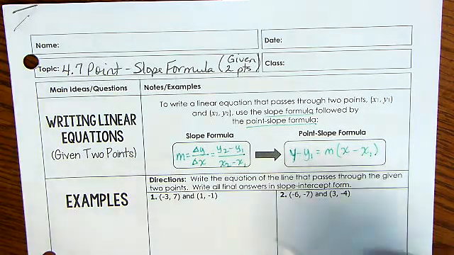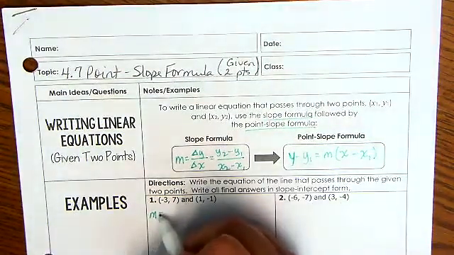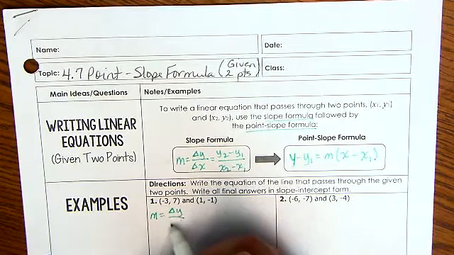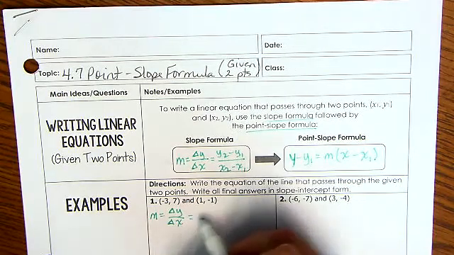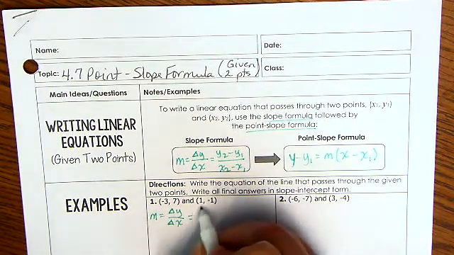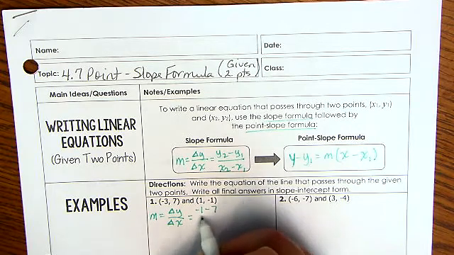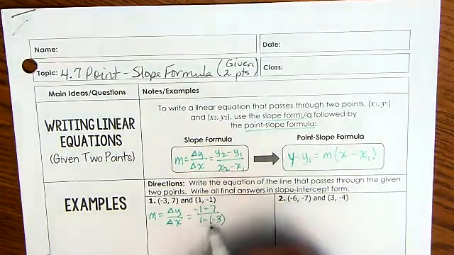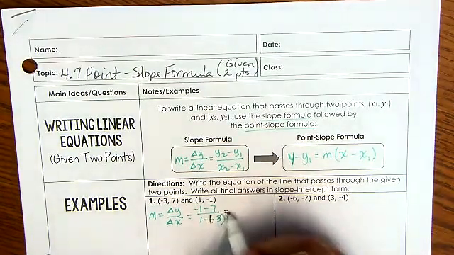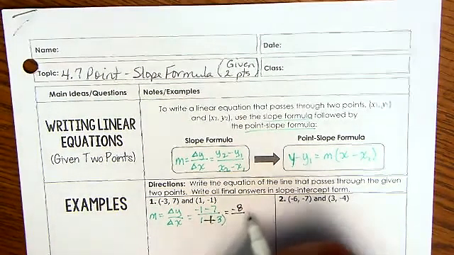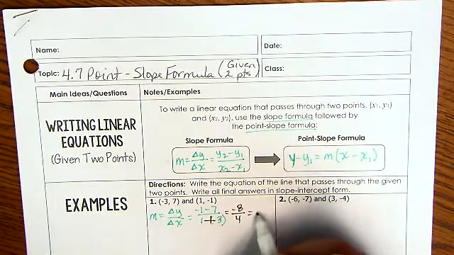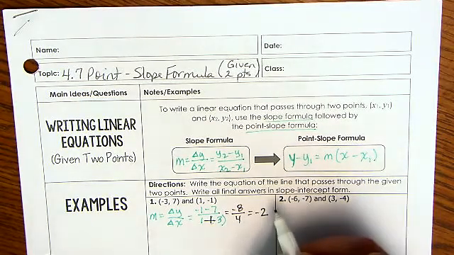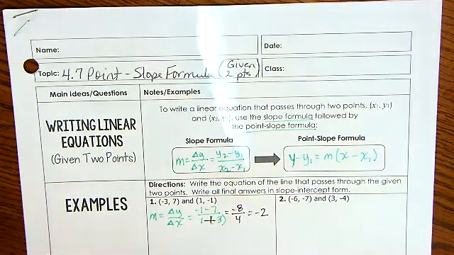First thing I got to do is find my slope. So I have m equals the change in y over the change in x, which means I'm going to have -1 minus 7 over 1 minus -3. And then we do our calculations. Oh, the double negative becomes a big plus. So then I have -8 over 4, which gives me -2. So now I know what my m is.